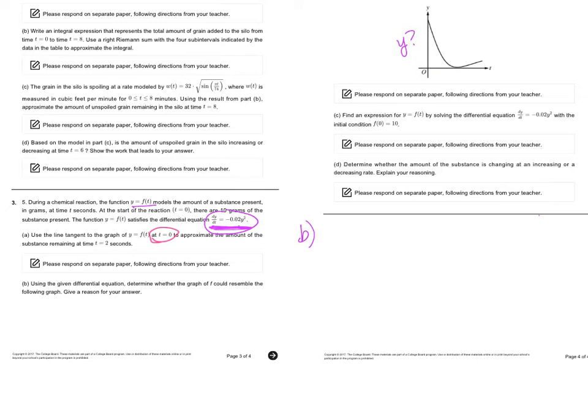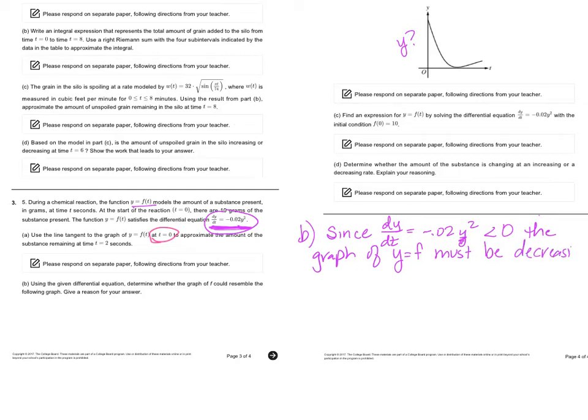You already have the derivative. What do you notice about that derivative? Well, no matter what y is, if dy dt is -0.02 y squared, do you notice that no matter what you put in for y, this is going to be less than 0? So basically you're saying since the derivative is always less than 0, the graph of y, or f, must be decreasing always.